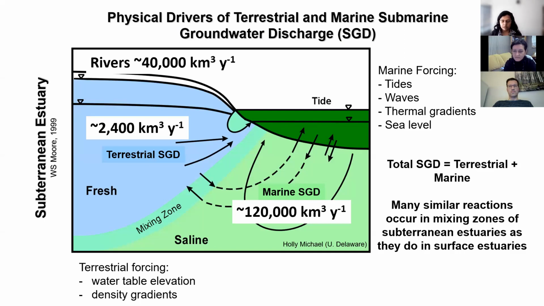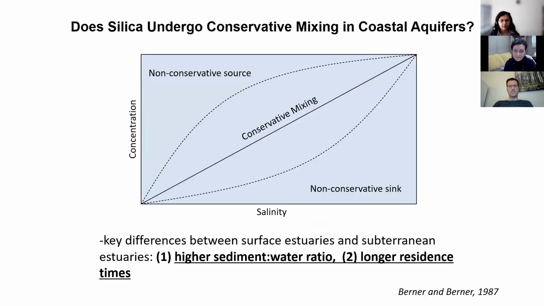And I want to remind you, though you all may not need reminding, that a lot of the reactions that occur in mixing zones in surface estuaries also occur in subterranean estuaries. However, in subterranean estuaries, there's typically a higher sediment to water ratio, so that surface area to volume ratio is typically higher. And so a key concept in this talk for interpreting the behavior is a simple conservative mixing line.